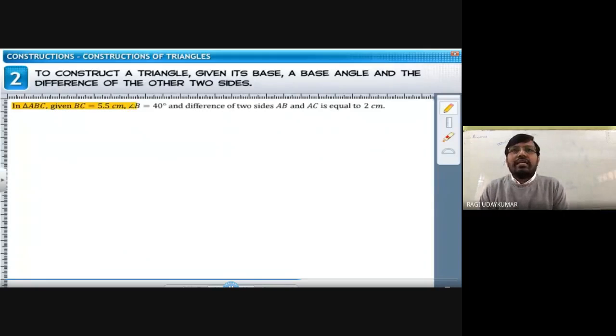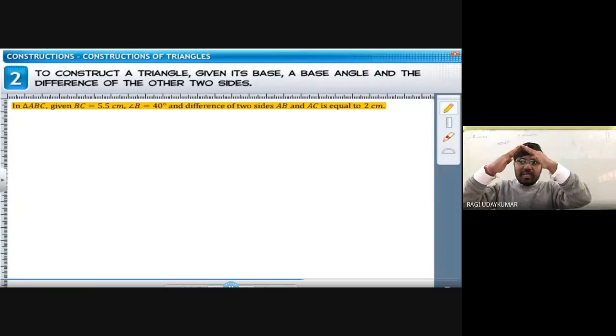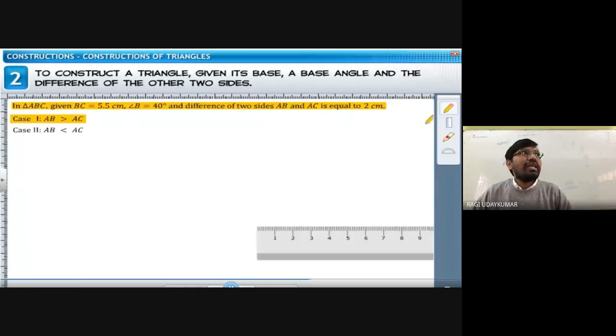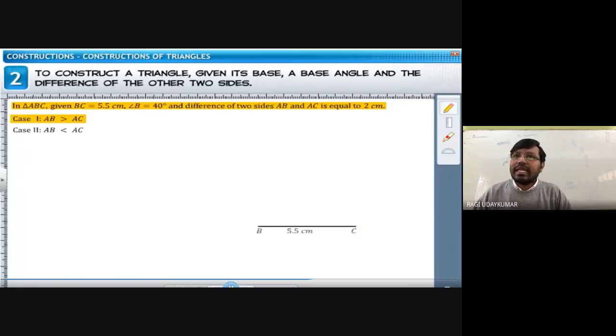ABC is a triangle. Given BC is equal to 5.5 centimeters, angle B is 40 degrees, and the difference of the two sides is given to you as 2 centimeters. The difference of the two upper sides, leaving the base, is given. So here, case one: AB may be greater than AC, or another case: AB may be less than AC. We don't know exactly. Whenever a difference is given to you, difference is nothing but bigger number minus smaller number. So you may get any case.